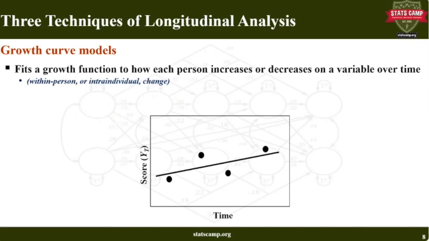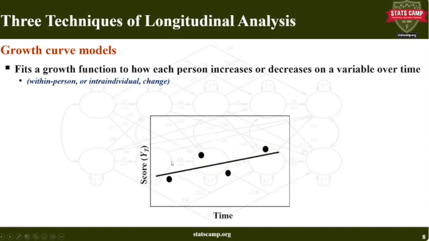Now, growth curve models are another popular way to analyze longitudinal data. What growth curve models are trying to do is to take the data points for an individual, right? So in this case, I've got 4 data points, and I'm going to represent those 4 data points as an intercept, or a starting point, and then a slope, and then I'm going to have deviations at each time point from that particular slope. Okay?